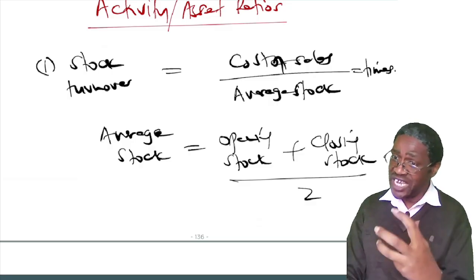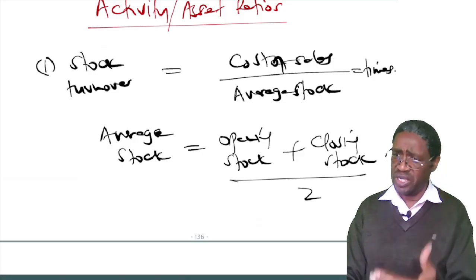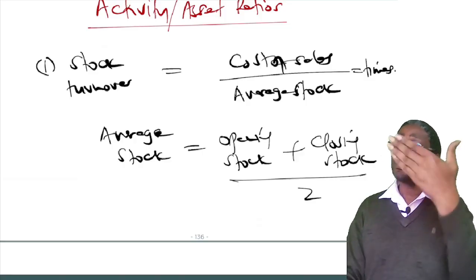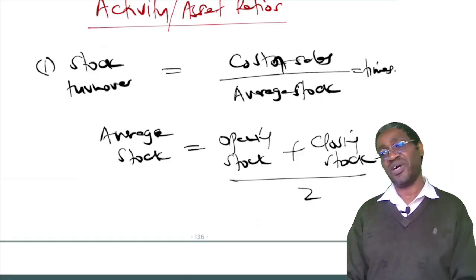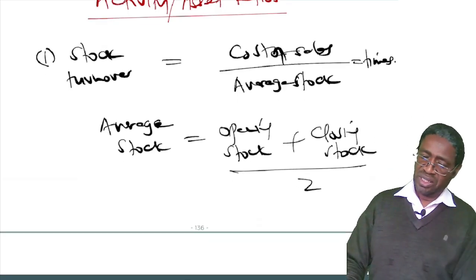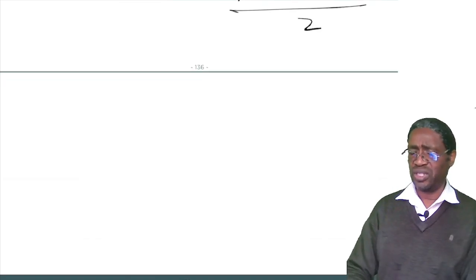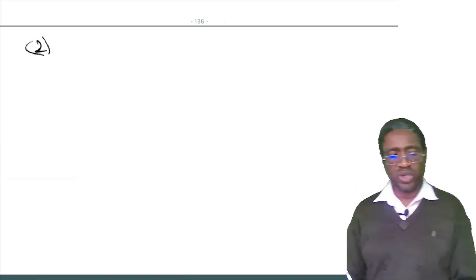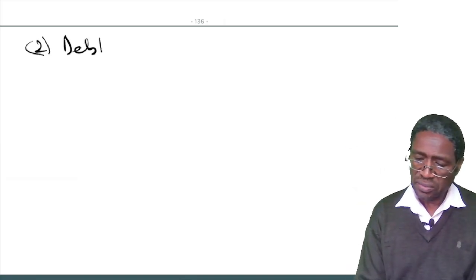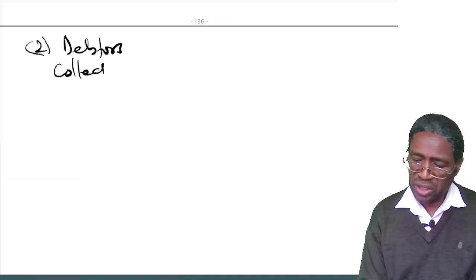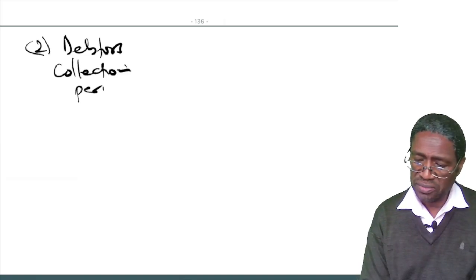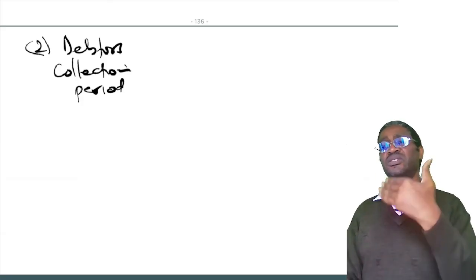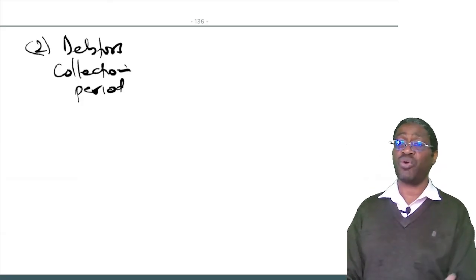It is a ratio that indicates to you how many times as a business you are able to turn your stocks into sales. And we are saying the higher the number of times, the better the firm. Okay? Good. That's one. Let me discuss the second one first before we put down the formulas. The second activity ratio is what we call debtors collection period. Or some books would call it trade receivables. You know, debtors are also called trade receivables.